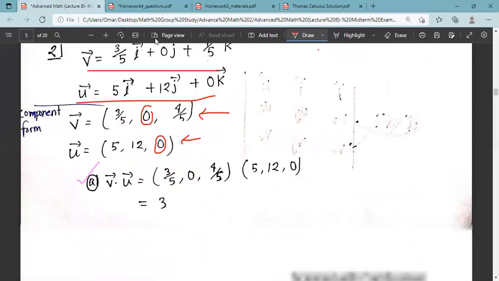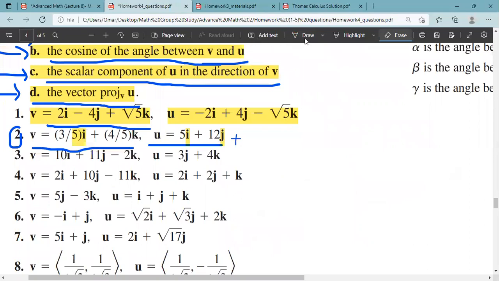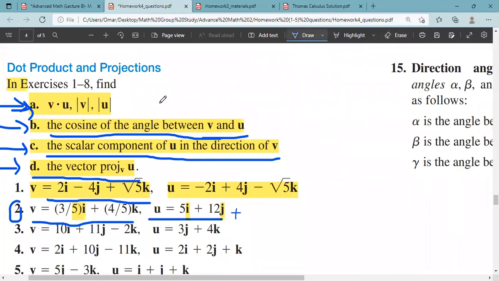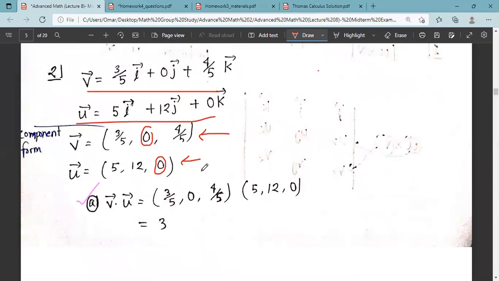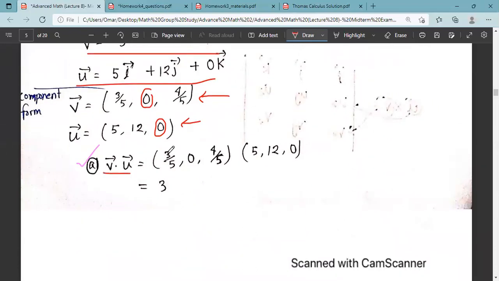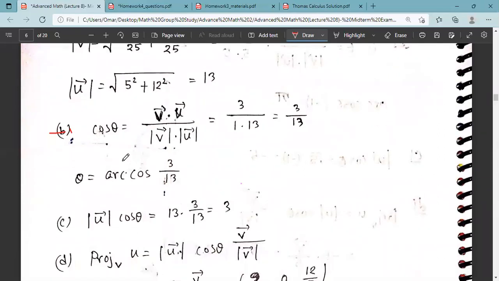And then we need to find the same thing, right? Firstly, we need to find the dot product and the norm value. Then we need to find the cosine of the angle between u and v, and then the scalar component of u in the direction of v. So the same thing as before. I'm just explaining so fast. Their dot product will be, we just multiply the corresponding entries, so we get 3.